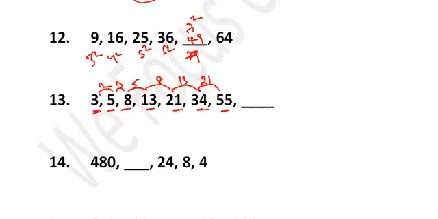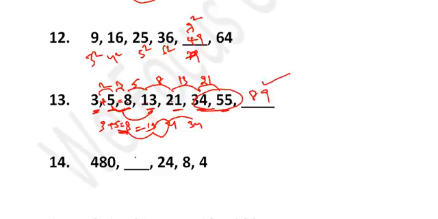Look at the numbers randomly, like 3, 5, 8. 3 plus 5 is 8, and 5 plus 8 is 13, and 8 plus 13 is 21. So it is addition of digits: 3 plus 5 is 8, 5 plus 8 is 13, 8 plus 13 is 21, and 13 plus 21 is 34, in that way. So addition of two previous numbers, so 34 plus 55 is 89. So the answer is 89, friends.